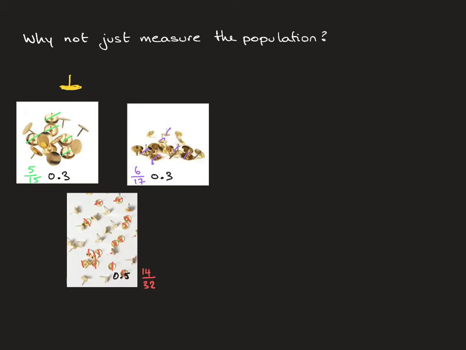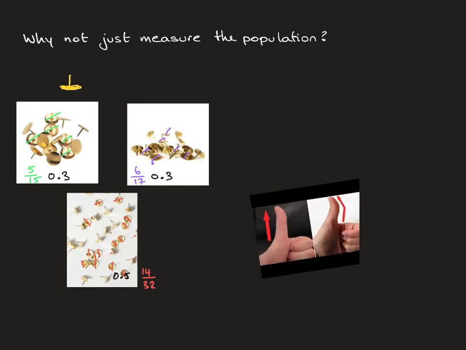And what about this for a question? What's your thumb look like? Which one of these is your thumb? And how would you go about figuring out what proportion of the people in your suburb, city, state, in the country have what's referred to as a hitchhiker's thumb?